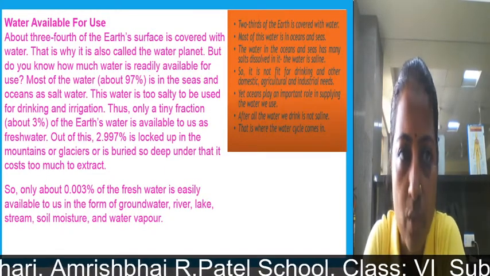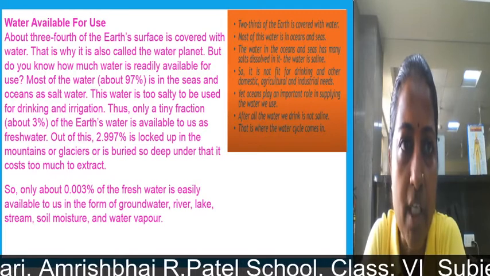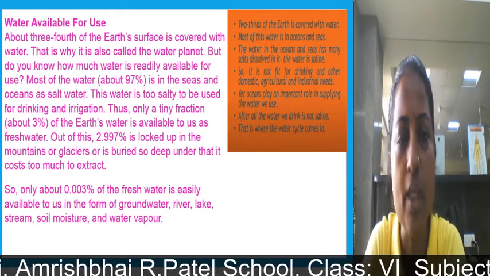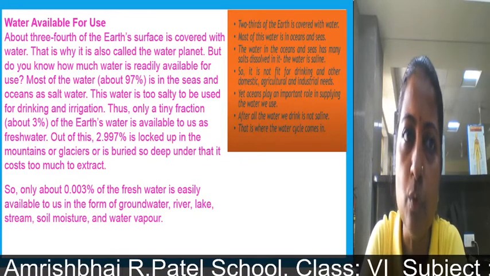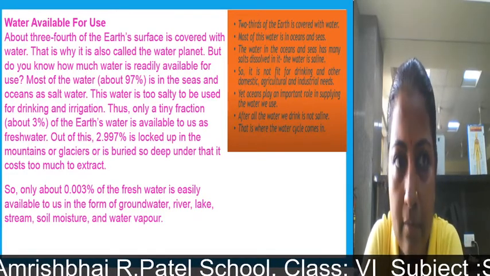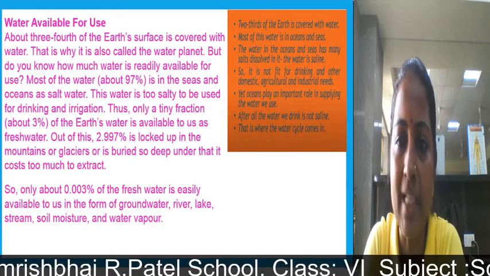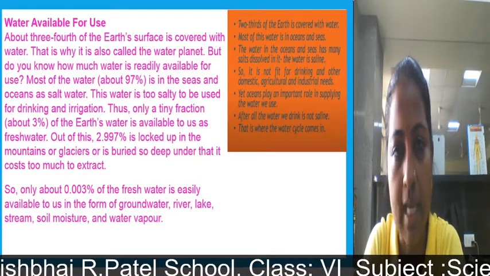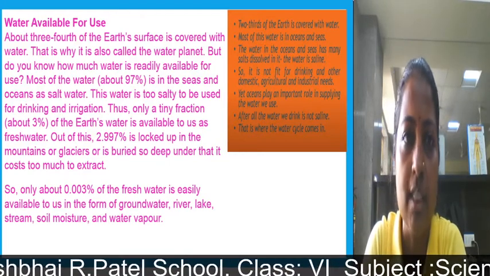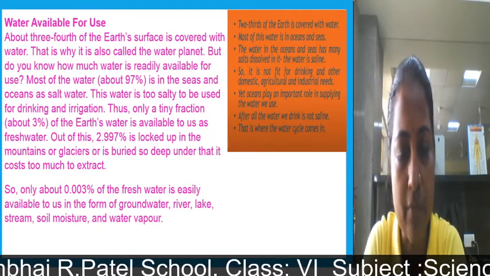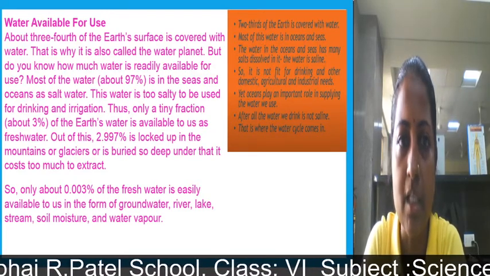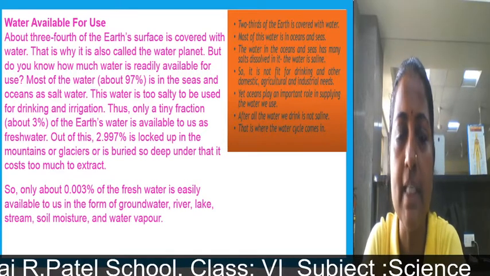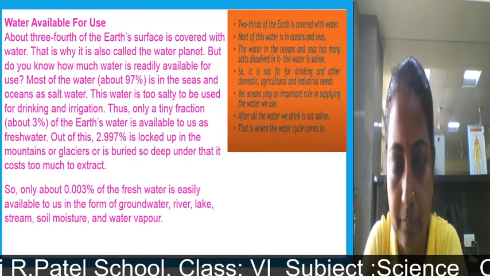Now we will see how much water is available for use. About 3/4 of the earth's surface is covered with water. That is why it is also called a water planet. But do you know how much water is readily available for use? Most of the water, about 97%, is in the seas and oceans as salt water. This water is too salty to be used for drinking and irrigation. Thus, only a tiny fraction, about 3%, of the earth's water is available to us as fresh water.